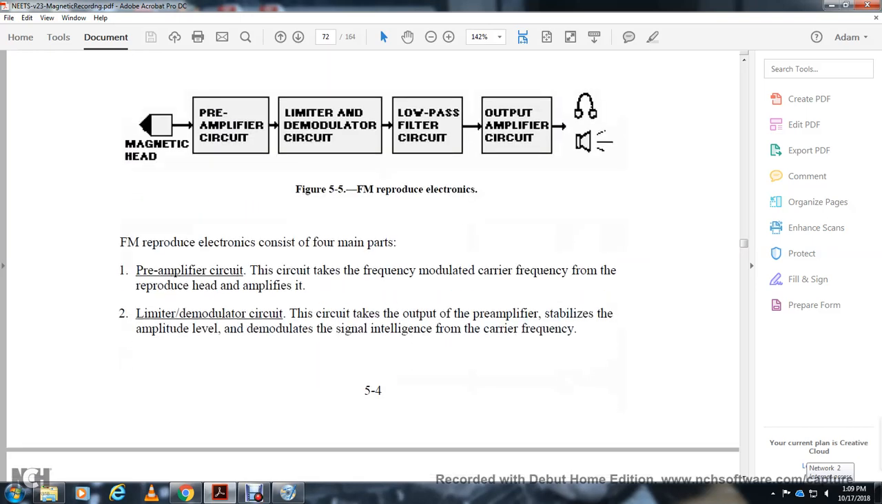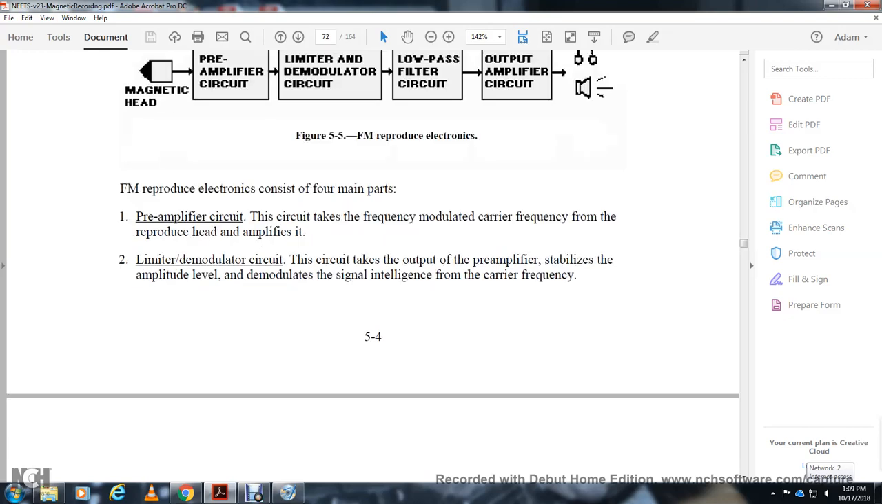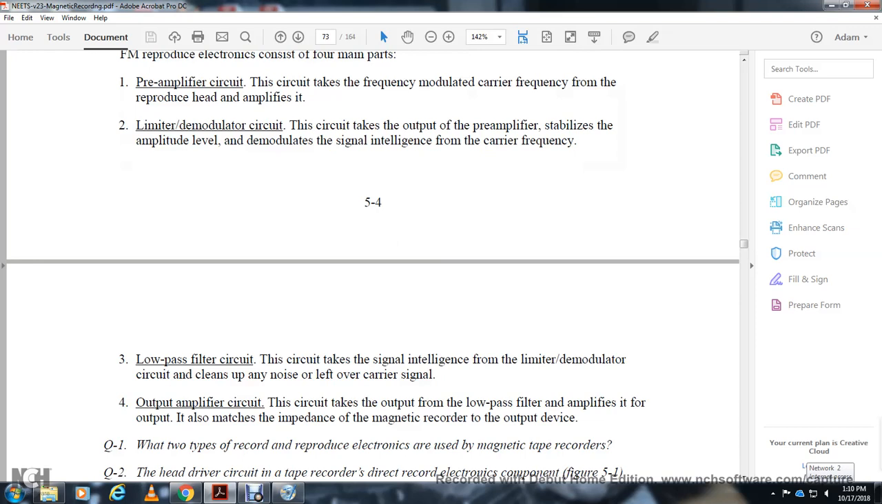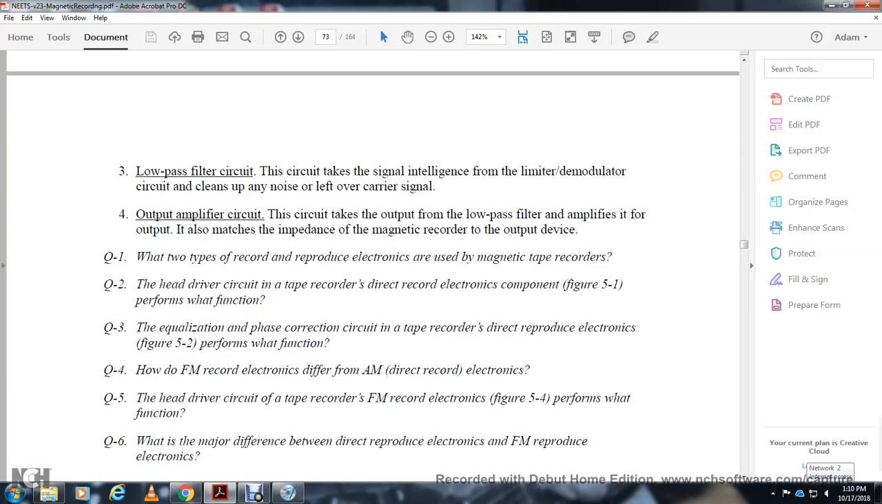The frequency modulation reproduce electronics have four parts. The preamplifier circuit takes the modulated carrier from the reproduce head and amplifies it. The limiter demodulator circuit takes the output of the preamplifier and stabilizes the amplitude level of the modulated carrier frequency. Three, the low pass filter circuit takes the signal from the limiter demodulator circuit and cleans any leftover carrier signal. Four, the output amplifier circuit takes the output of the low pass filter and amplifies it for output, matching the input of the output device.